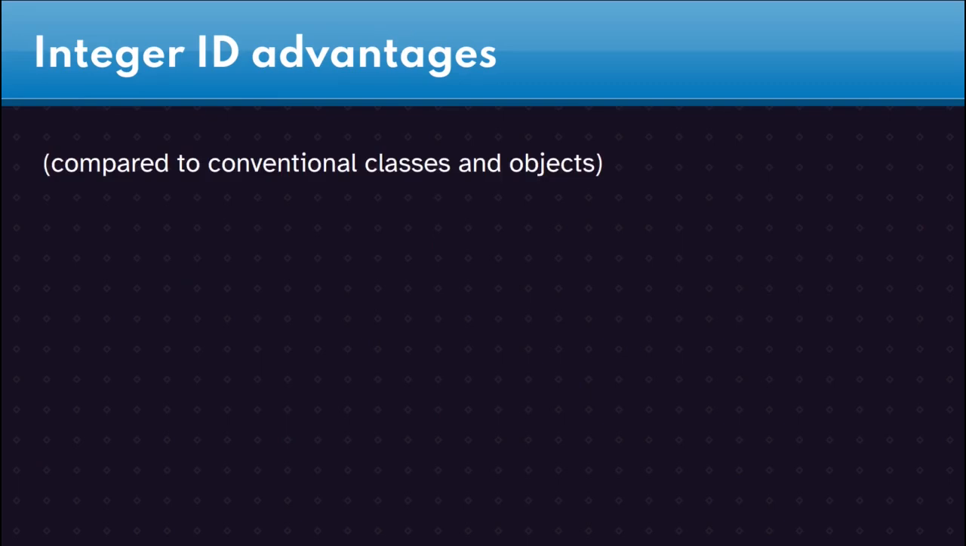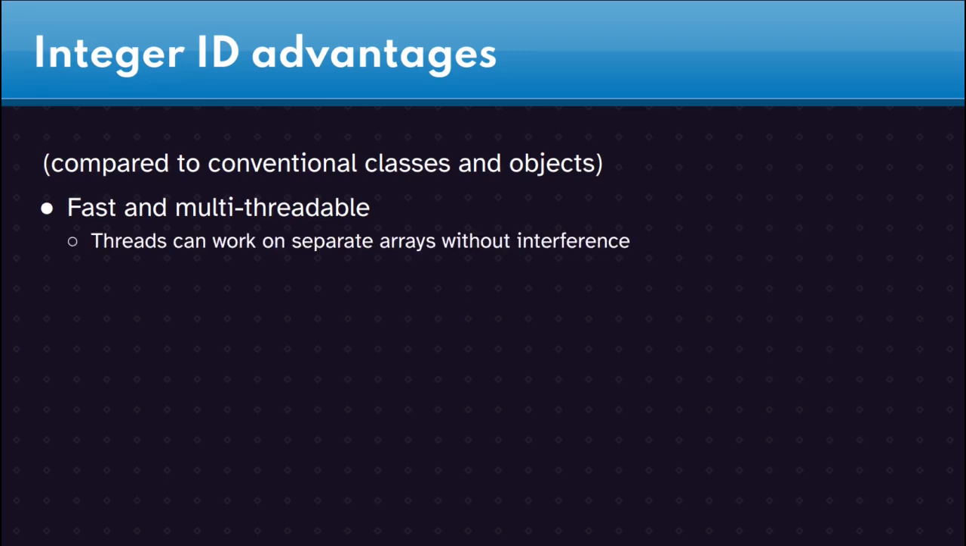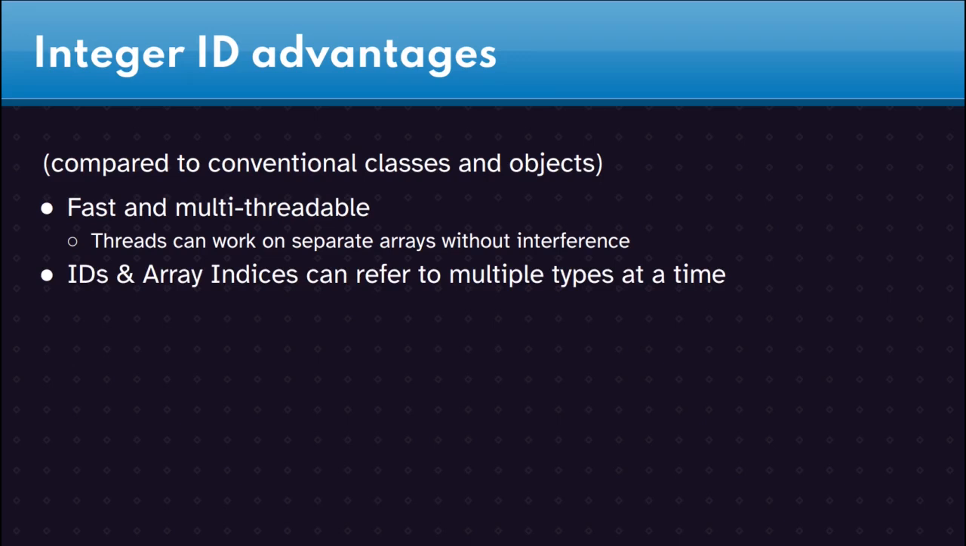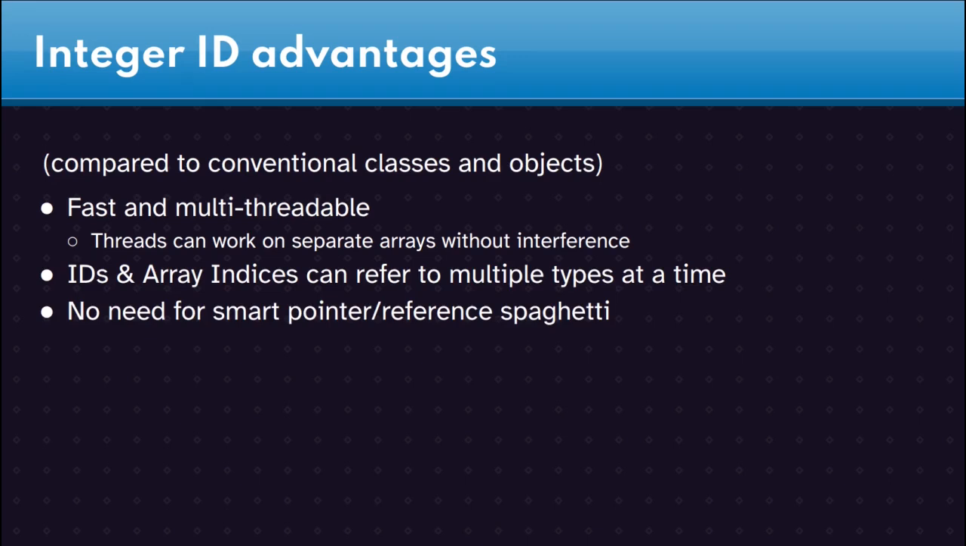The advantage of this, compared to a conventional class or object, you know, object equals new object, is that this is very, very fast and multi-threadable because threads can work on separate arrays. You can read the same IDs, but you can write to separate arrays. One thread can be doing this, the other thread can be doing that very easily. IDs and array indices refer to multiple types at a time. Like in a previous slide, we can store multiple different properties associated with a single ID. And there's no need for smart pointer and reference spaghetti to represent relationships between our things. I'll elaborate more on this later.